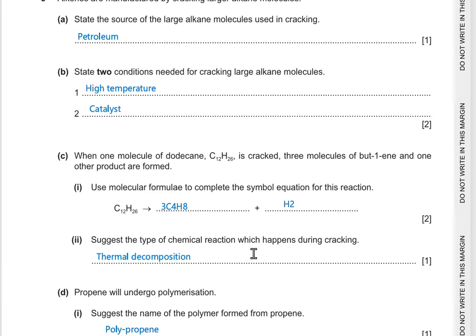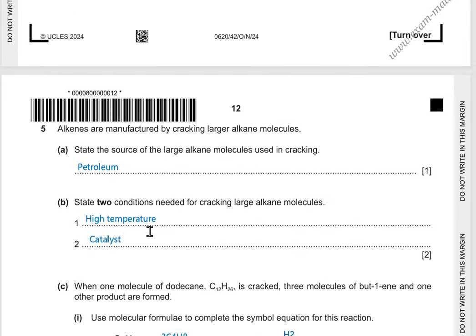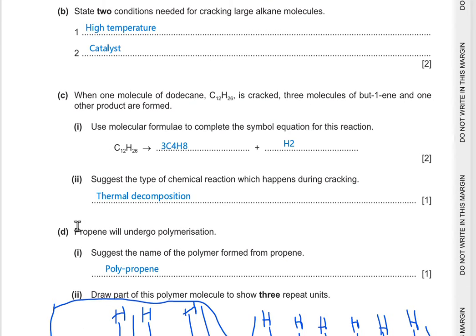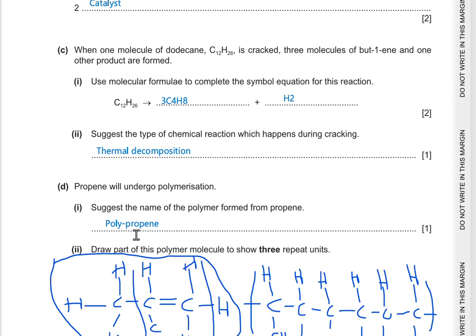Suggest a type of chemical reaction which happens during cracking. This is a tough one. It's hard to recall at this stage when you're at this point of the paper. So suggest a type of chemical reaction which happens during cracking. Combustion, no. Exothermic, not really. Endothermic, not really. You're not sure. Place your bet on thermal decomposition because it literally shows an A equals B plus C type of equation.